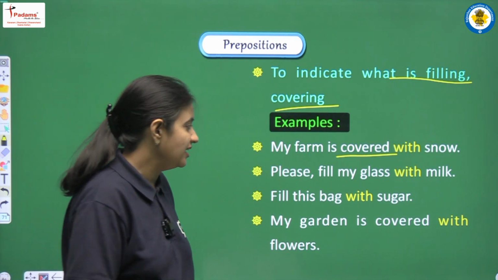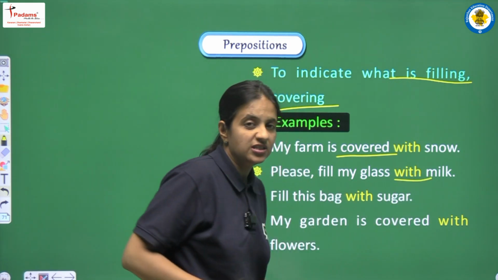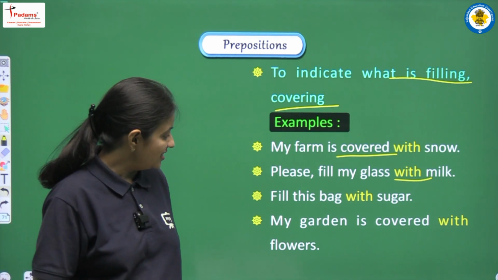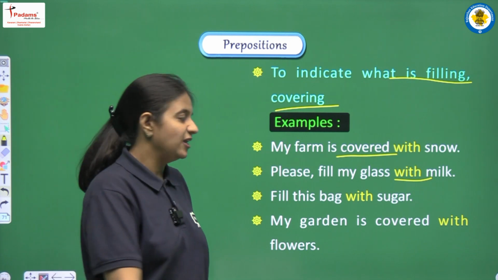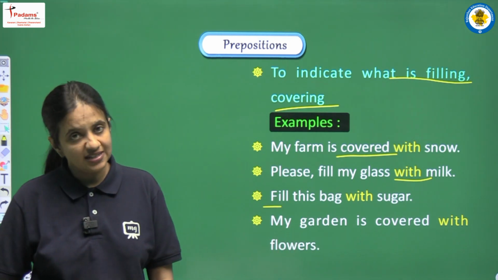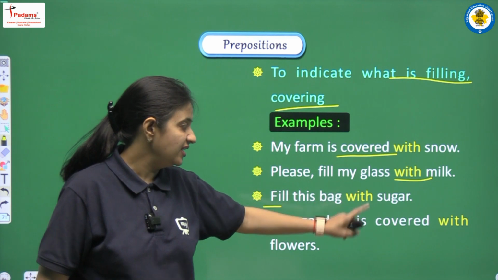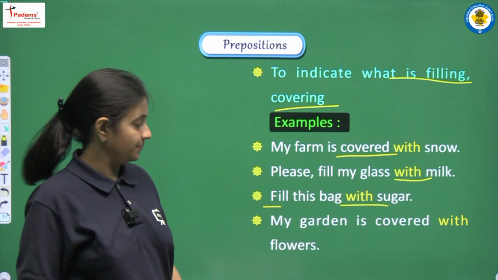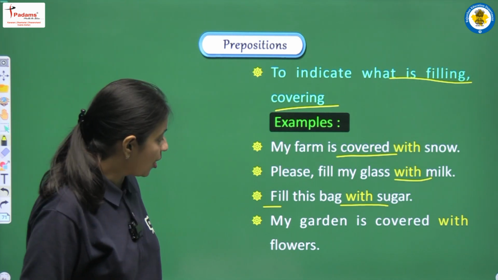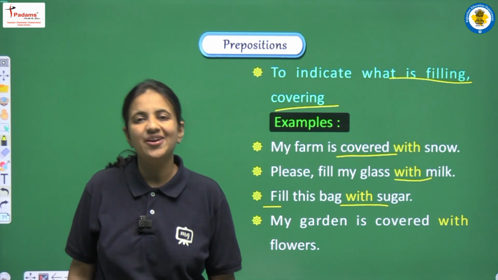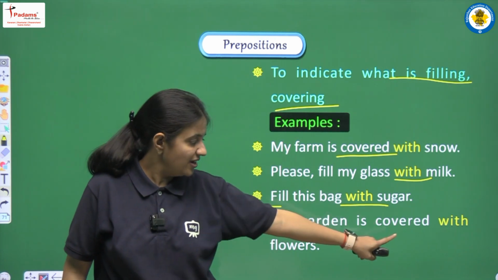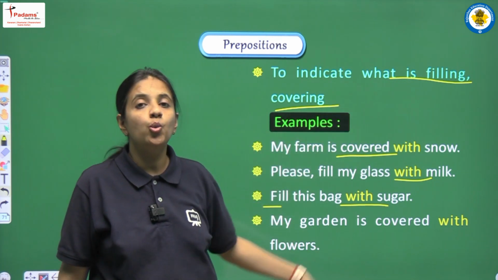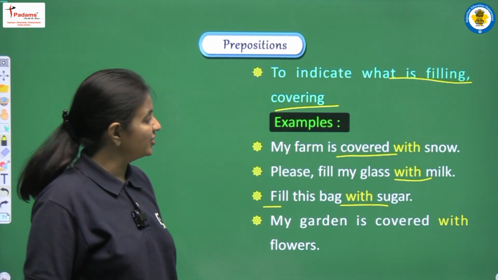Next is, "Please fill my glass with milk." So here we again have the sense of filling, because for the glass, we are saying fill the glass how? With milk. Next is, "Fill this bag with sugar." Again we have the sense, the meaning of filling something. So we can use "with" here in this sentence. Next is, "My garden is covered with flowers." Again we have the sense of covering. So whenever we are trying to show the sense of cover, the sense of fill, then yes, we can use "with" in a sentence as a preposition.